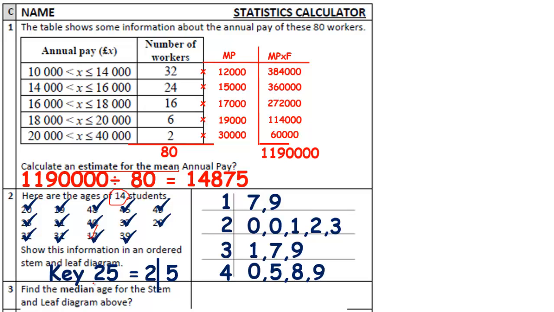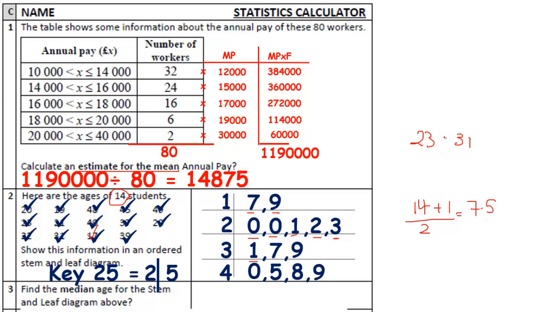Question 3 says find the median age. The median is the middle value. As we did before, there are 14 of them in here. Always add 1 and divide by 2. 14 add 1 is 15, divided by 2 is 7.5. So I need to find the 7.5th value, the value between 7 and 8. So that's 1, 2, 3, 4, 5, 6, 7 and 8. The 7th value is 23. The 8th value is 31.